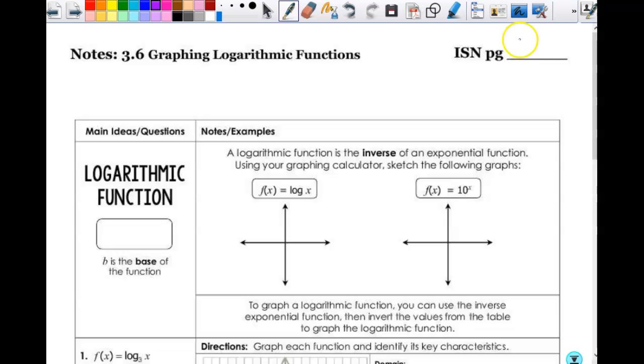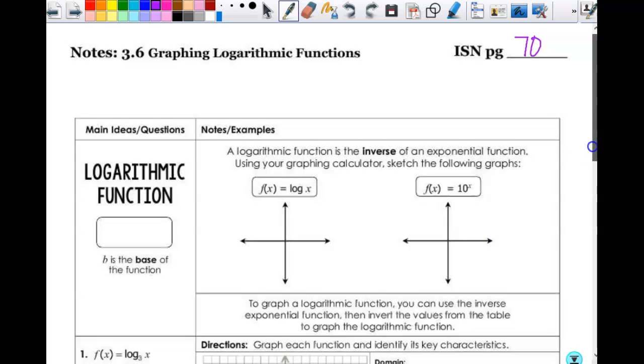This is going on page 70 when we are done. So we are graphing logarithmic functions. We graphed exponentials. We've looked at some exponentials and logs. We're going to graph logs. We're going to go back and do some more stuff with logs.